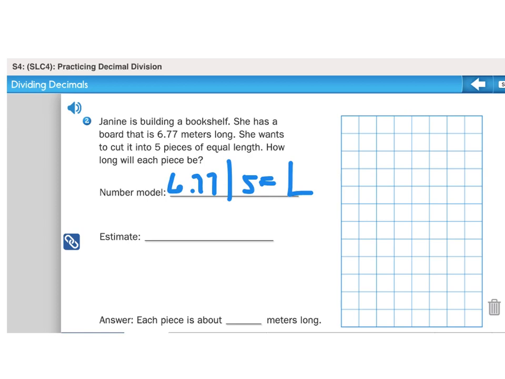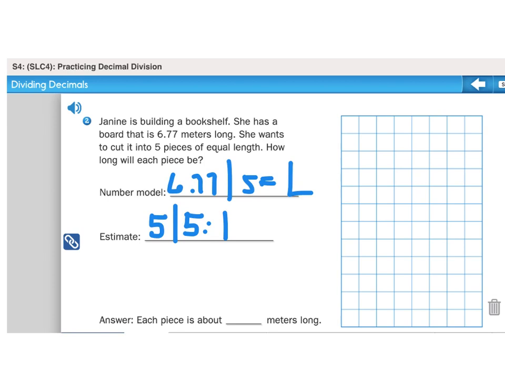Then once again, we're going to make an estimate for this. We've got 6.77 and 5. Let's just round that down to 5. And we're going to divide that by 5 as well. That gives us an easy division problem we can do in our head. We all know that 5 divided by 5 equals 1.